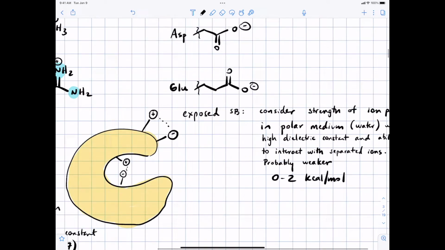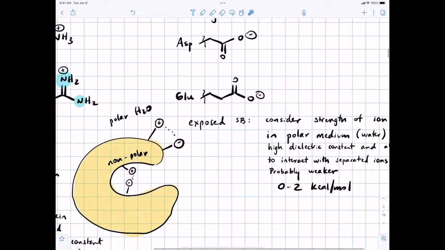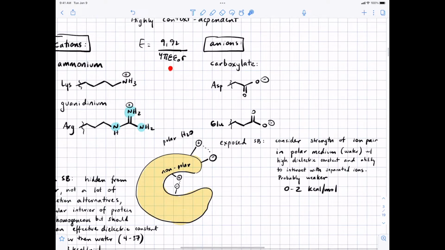All right, so here's your protein. The area outside the protein is a polar environment. It's got lots of water. The area inside the protein is relatively nonpolar. So a salt bridge on the surface of a protein, an ion pair on the surface of a protein, is going to experience the full dielectric constant of water, and the interaction might not be that strong.